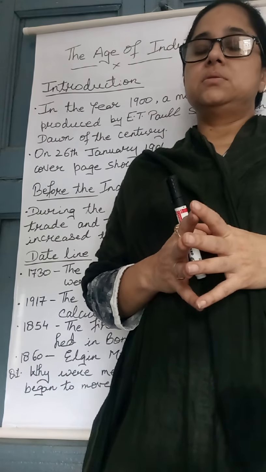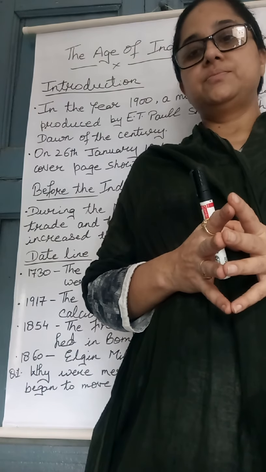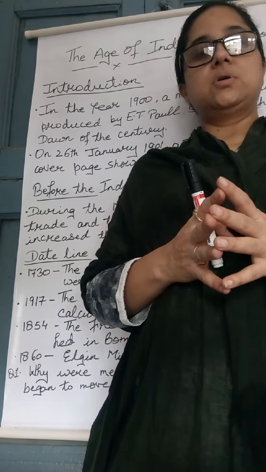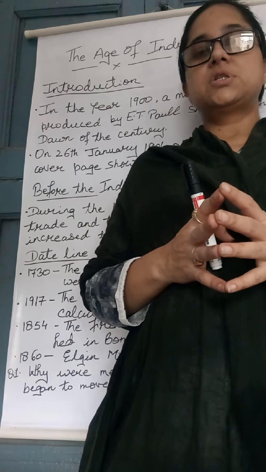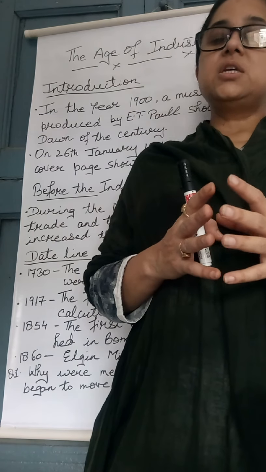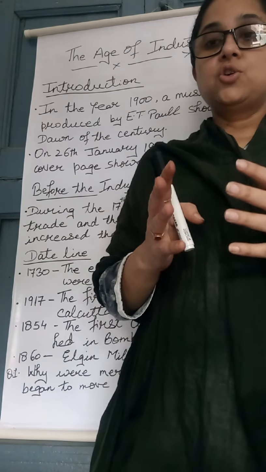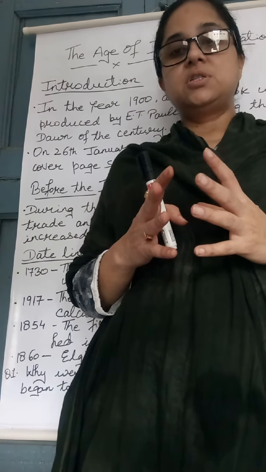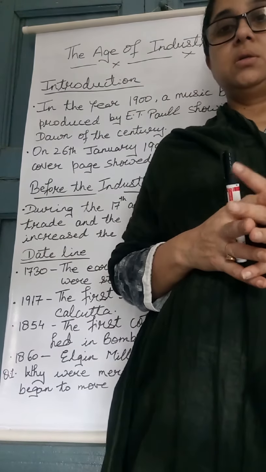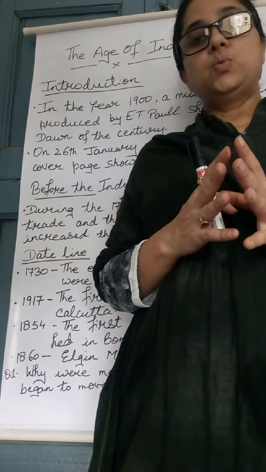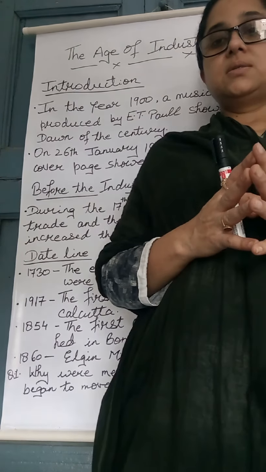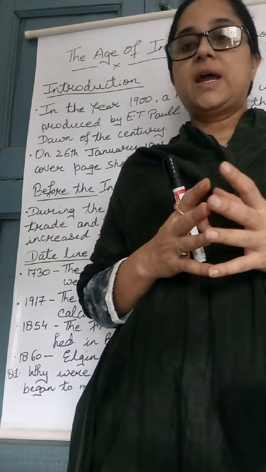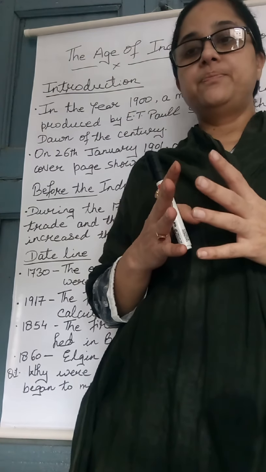In the year 1900, a music book was produced by E.T. Paul, showing the dawn of the century on the cover page with a goddess-like figure at the center of the picture.